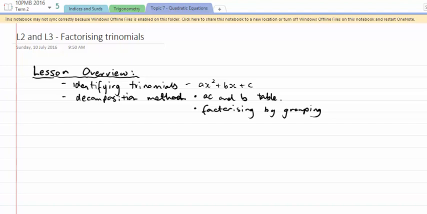There'll be two steps to this: the A, C, and B table. Pretty much, if you know your multiplication tables, this will be fine. And then we'll look at factorising by grouping, which is just a simple process to follow.